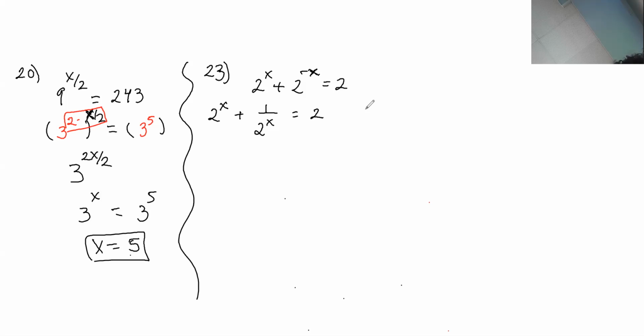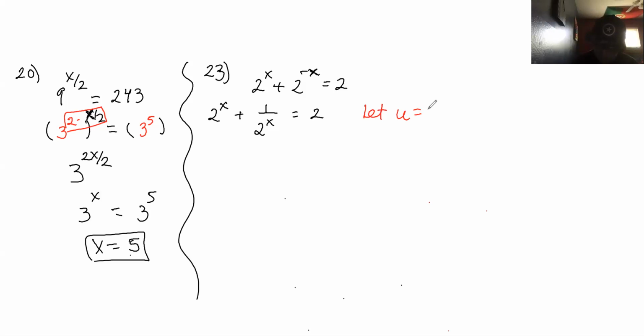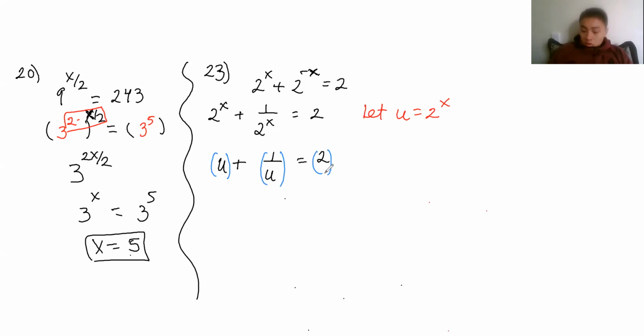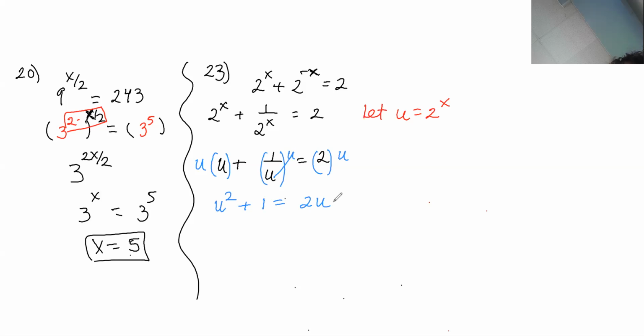All right. So what am I going to let u equal? 2 to the x. All right. So I am going to end up with u plus 1 over u equals 2. Now, what would I multiply everything by to clear the fraction? u. I'm going to multiply everything by u, giving me u squared plus 1 equals 2u.